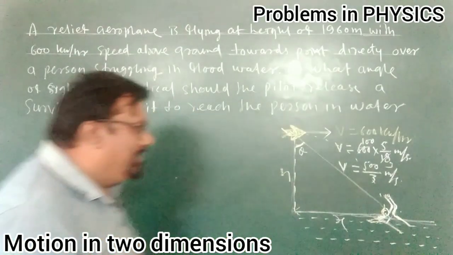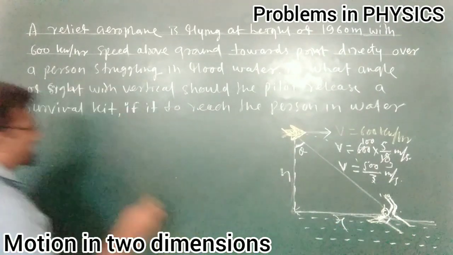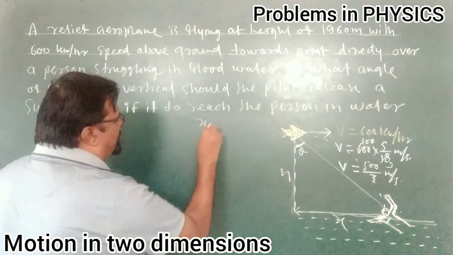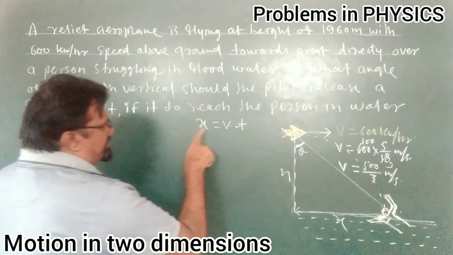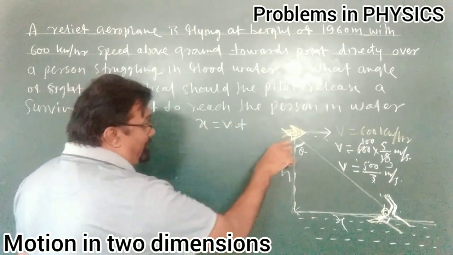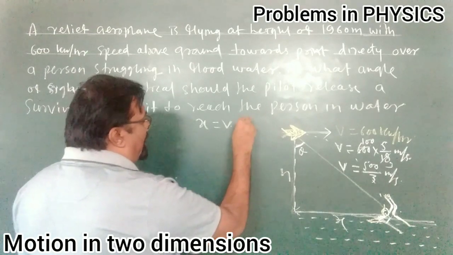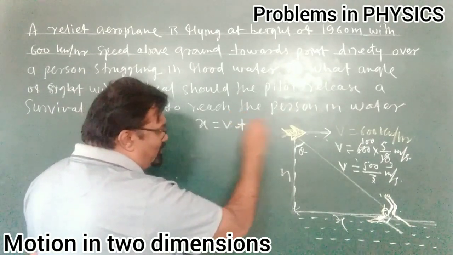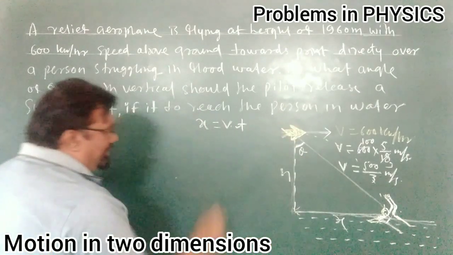Now you see, I just wanted to find out the x, and x can be obtained by doing v into t, because you know distance is equal to speed into time. Now you know the horizontal speed of the packet which is moving, and if you find out the time taken by that packet, or the survival kit, to reach the water surface, you can find out x.